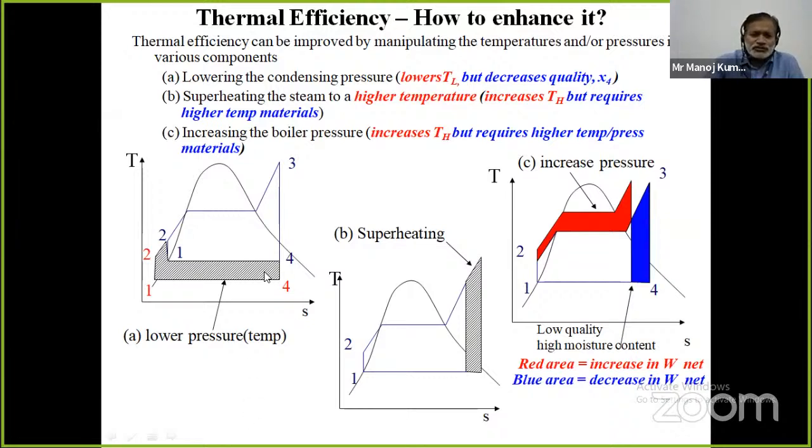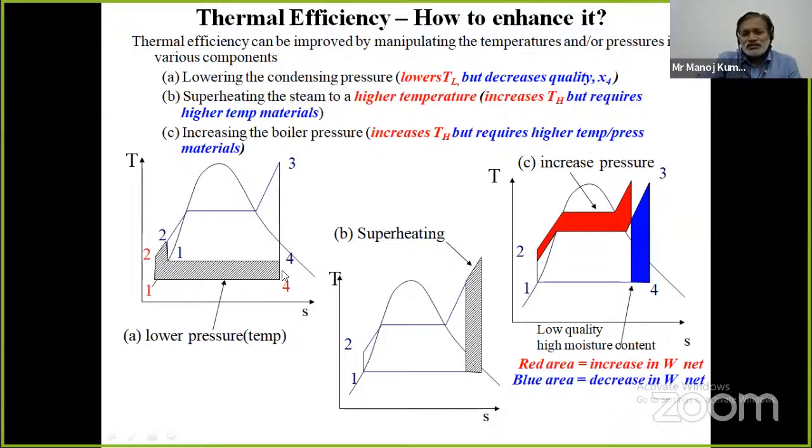So to reduce TL, what we will have to do, first case, let us consider the first case, just lower the condenser pressure. By lowering condenser pressure, the temperature will automatically be reduced. Why? Because we know that this process 4-1 occurs in the condenser, meaning the condensation of steam. Since the temperature of steam will correspond to the saturation pressure of the steam, if we are reducing the pressure, it means we are reducing the temperature. So this should be as low as possible.